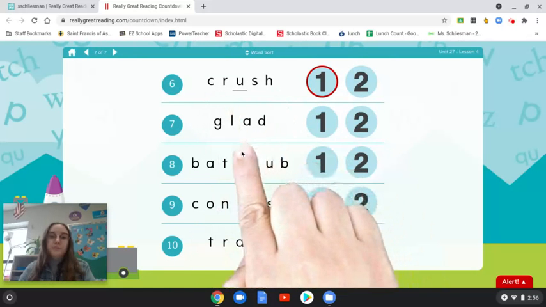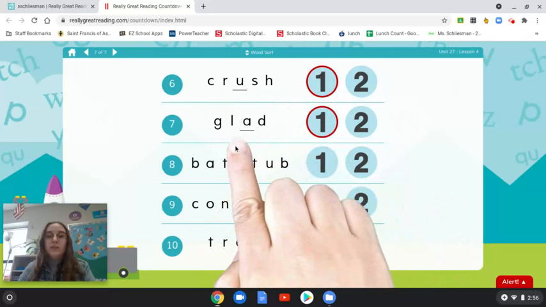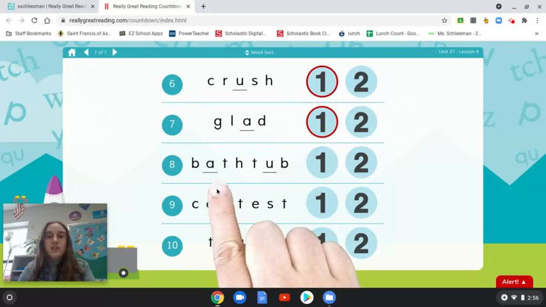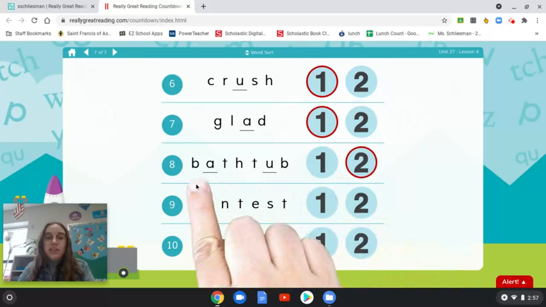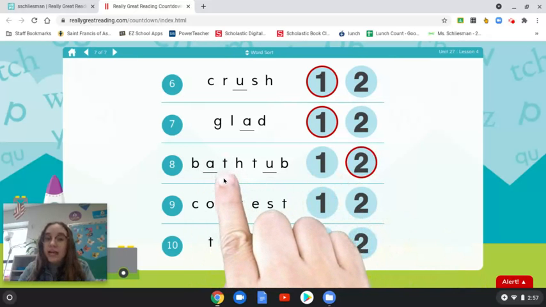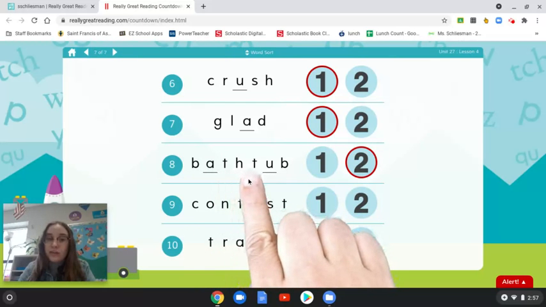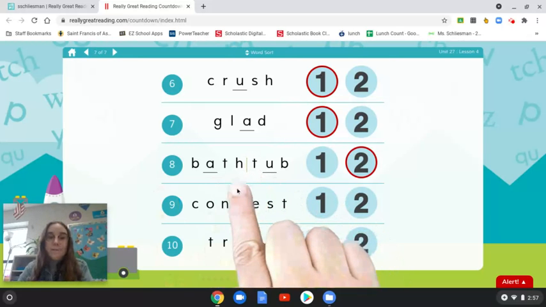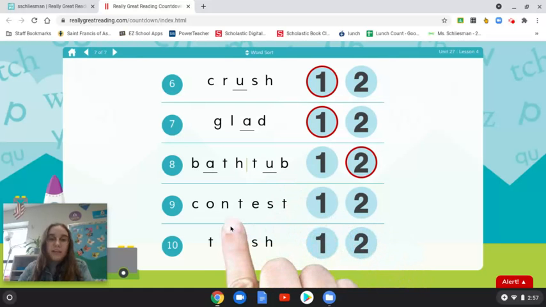Crush. Number 7, there's 1 vowel, so there is only 1 syllable. Glad. Number 8, I see 2 vowels. They're not next to each other, so that means that there are 2 syllables. Now I need to close my syllable here, but I need to look carefully because this is a digraph, TH. So those need to stay together in 1 syllable. Then I can draw my line right after it, and I have 2 separate syllables. Bath, tub, bathtub.